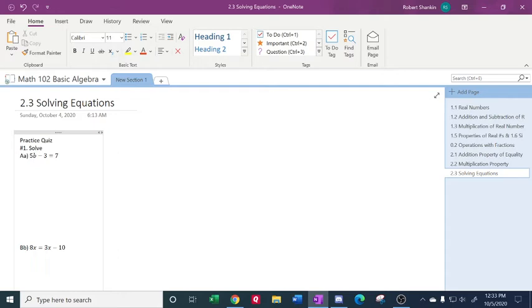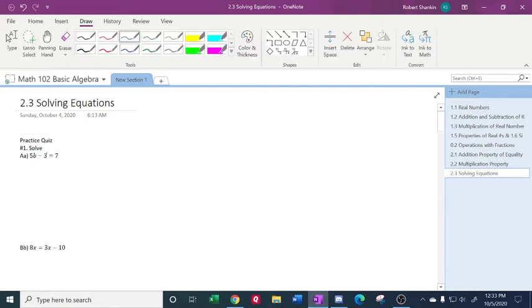Okay, so on part A, I'm anticipating that this is pretty easy for everybody here. And then B, the objective is to get B isolated. Whoops, common student mistake as well, dividing by the variable. You divide by everything around the variable, and you get B equals 2.